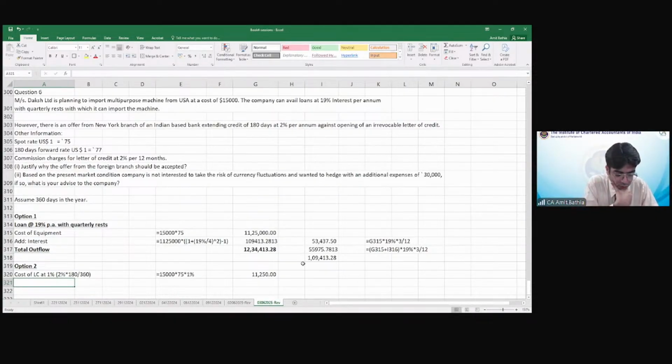Further, what you are told is commission charges for LC is 2% per 12 months. Spot rate, 180 days forward rate is given to us. Right? Now I need to add interest. Interest for how many days? For 180 days.